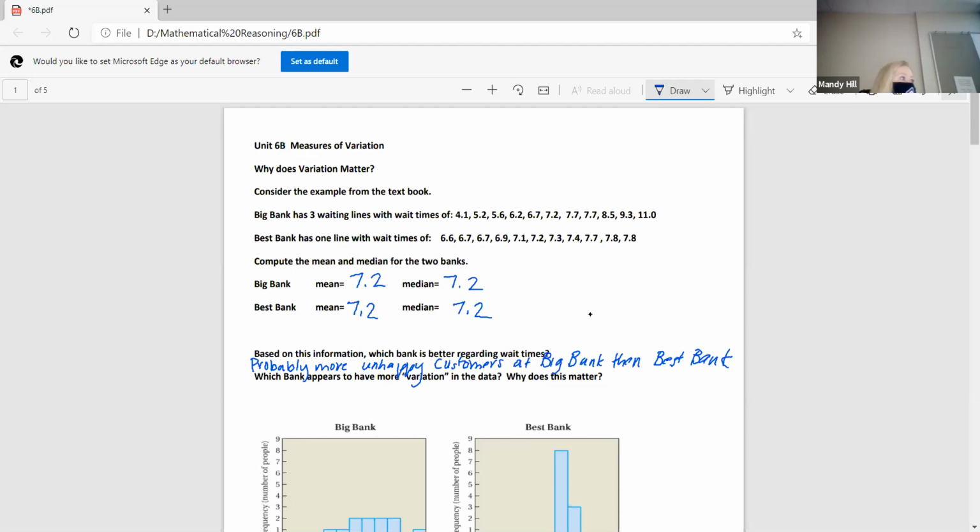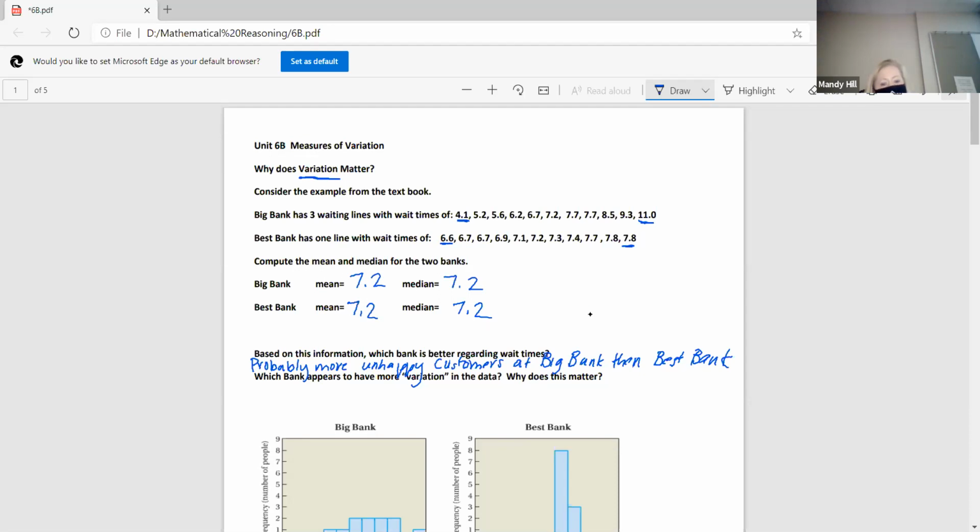This is what we're talking about today, this term variation. If there's a lot of variation in the wait times, it makes people upset because they don't feel like they're getting equal treatment. At Big Bank, we go from somebody having a wait time of 4.1 minutes all the way to 11 minutes. That's a lot of variation. At Best Bank, we have a wait time of 6.6 to 7.8. Those wait times are a lot more equal. Y'all, do you agree with that?